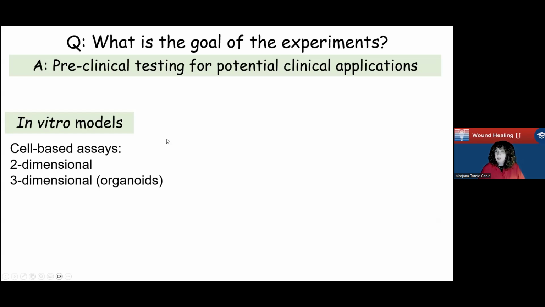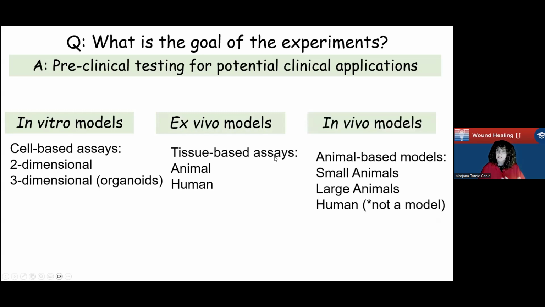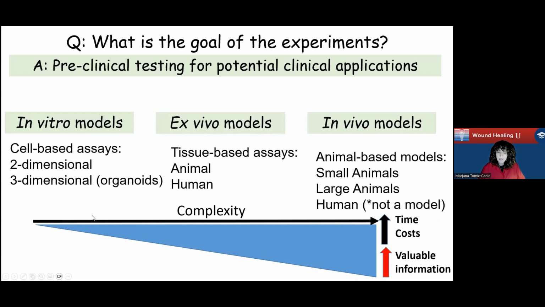And so we can group it by simplicity of in vitro models, cell-based assays that are either 2 or 3-dimensional, ex vivo models, where we are using tissue-based assays, whether they're animal or human, and of course in vivo models, where we are using small animals, large animals, and of course human, which is not a model. And obviously the complexity from 2-dimensional in vitro cell culture all the way to the animal testing increases, so do costs. And of course, we can gain a lot more valuable information depending on which model we are using.